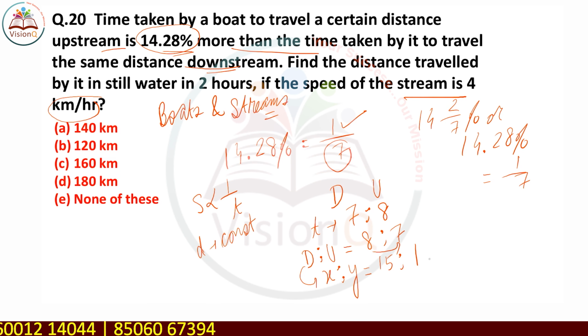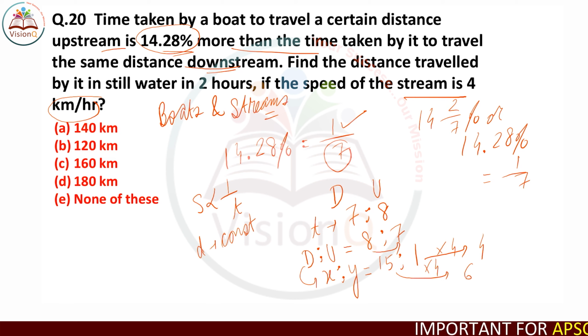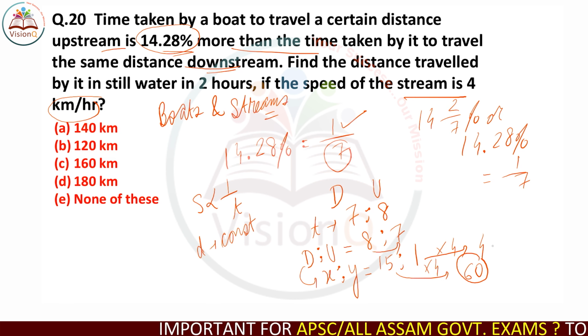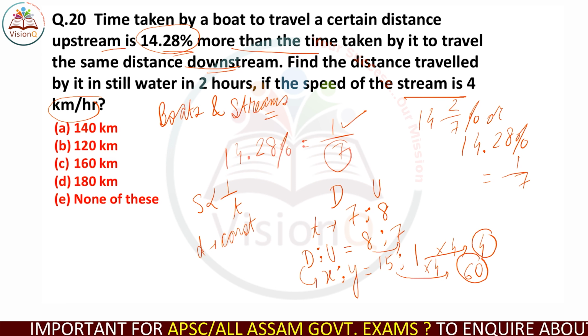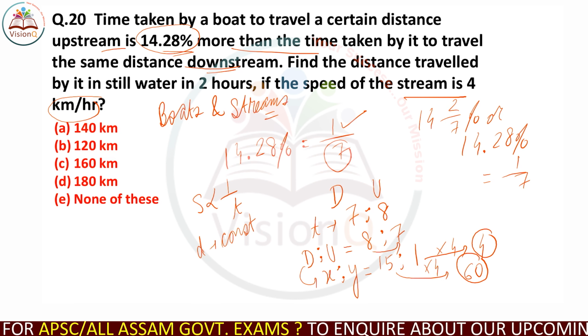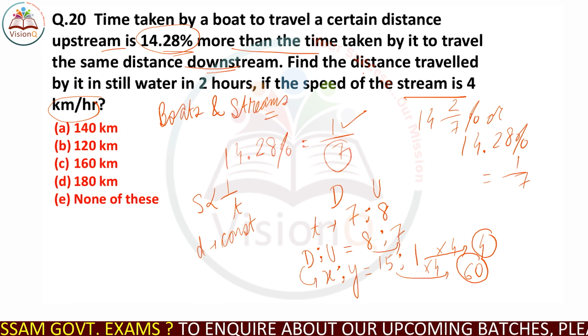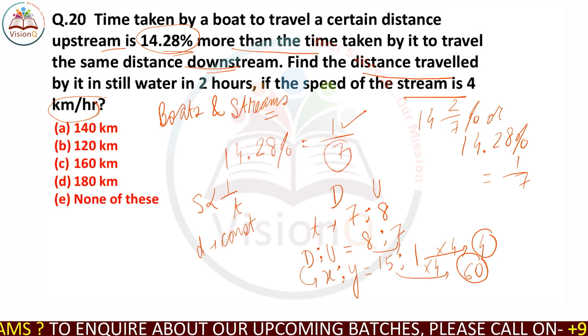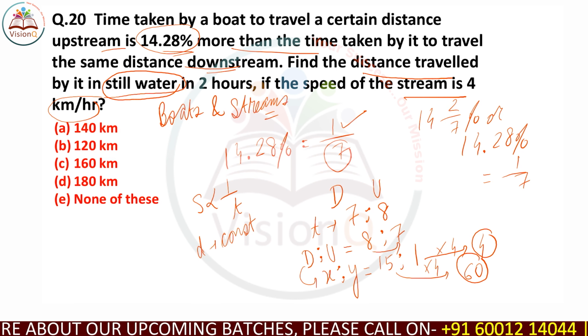Now speed of stream is already given, which is 4 km per hour. So if 1 is 4, then 15 is how much? 15 into 4, which is 60. So speed of boat is 60 and speed of stream is 4. See what is asked to find out. Find the distance traveled by the boat in still water. Okay, distance in still water.